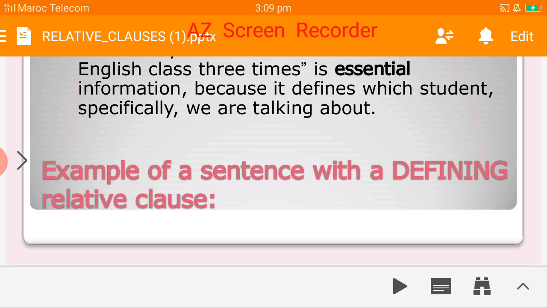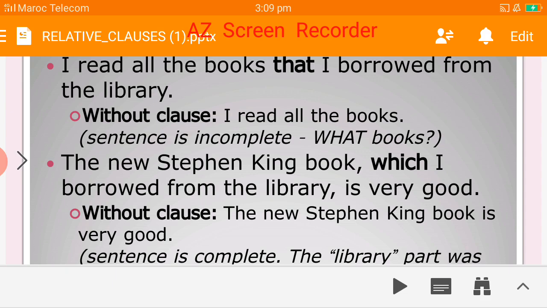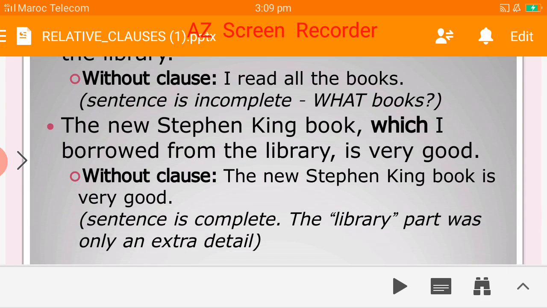Example of a sentence with a defining relative clause. I read all the books that I borrowed from the library. Without the clause, I read all the books. The sentence is incomplete. What books? The new Stephen King book, which I borrowed from the library, is very good. Without the clause, the new Stephen King book is very good. The sentence is complete. The library part was only an extra detail.